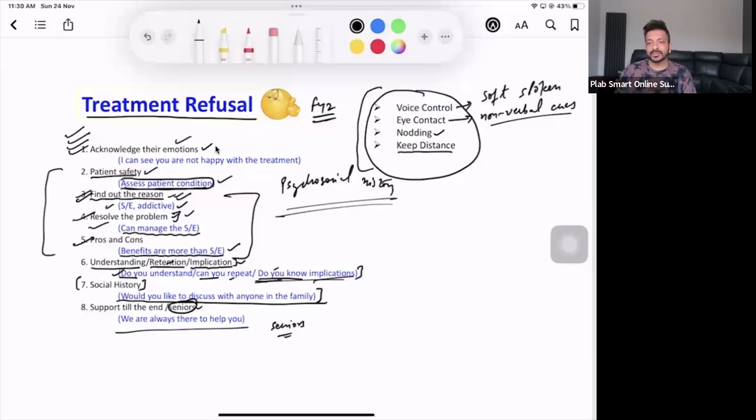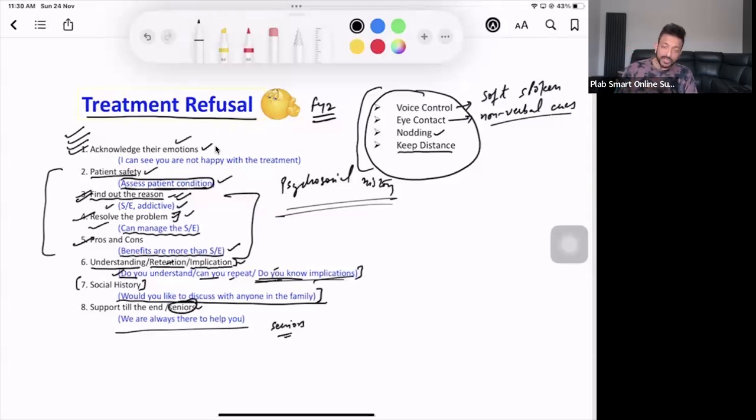We can put you in contact with the specialist. Sometimes the reason is the medicine that you're giving has got so many side effects. Yes, every drug has side effects. What we can do, we can manage these side effects. And the benefits are more than the side effects. That's why we are giving this medicine. So that's your explanation to that point.